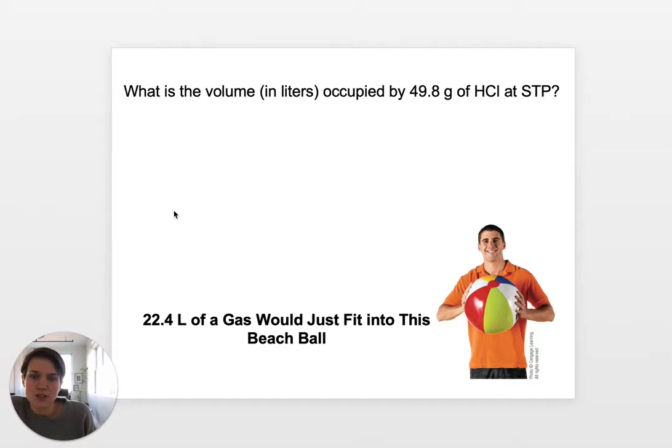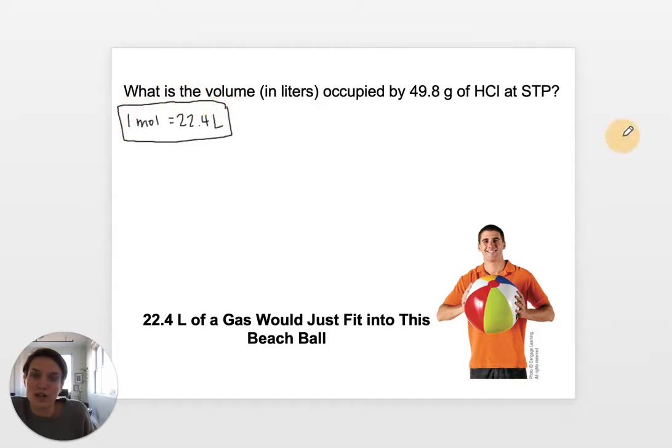Okay, so we have this question. What is the volume in liters occupied by 49.8 grams of HCl at STP? You might not know this yet because we just learned it, but anytime you see STP, you should be happy about that situation. Why? Because we know that if a gas is at STP, we're going to be able to use molar volume, which remember is that relationship of 1 mole being equal to 22.4 liters. Really big idea, only true at STP.